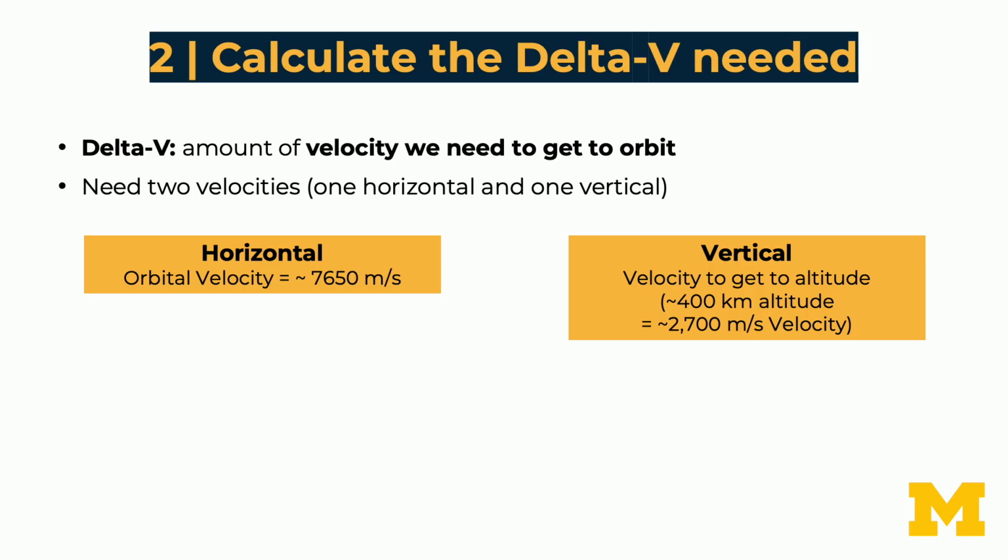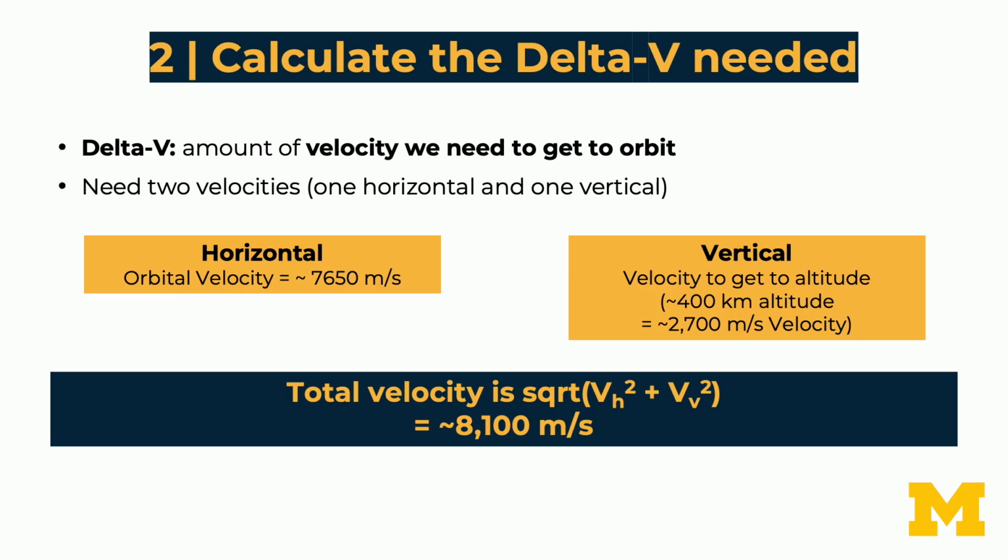And so we need to combine these two, but we don't just add them. We add them as a vector, and so we add their squares and we take the square root. And that means that we have roughly 8,100 meters per second to get to orbit. If we want to get to an orbit at 400 kilometers altitude, we need roughly 8,100 meters per second.